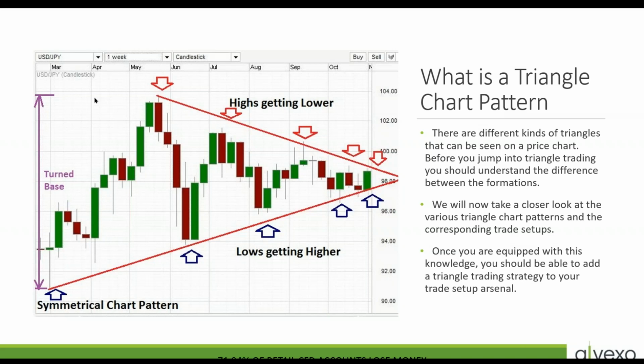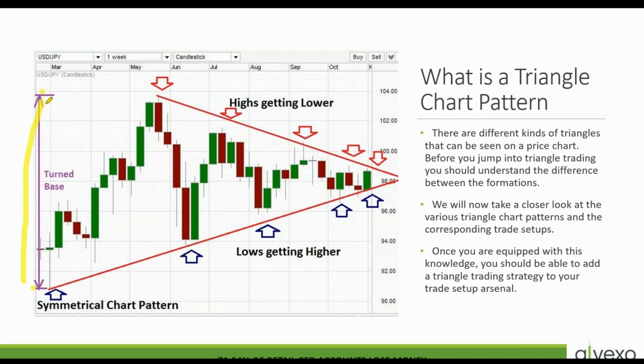So right now we have a symmetrical triangle. In symmetrical triangles, the angles are the same degree. And we have an upper and a lower line, and we also have the base of the triangle. The base of the triangle is very, very important, and we're going to learn why shortly. Figuring out where the base of the triangle is is very important.